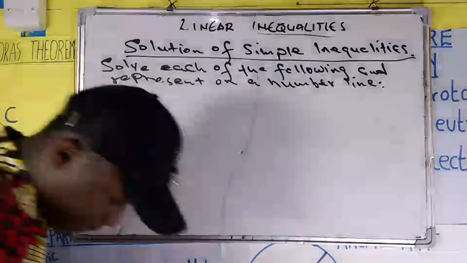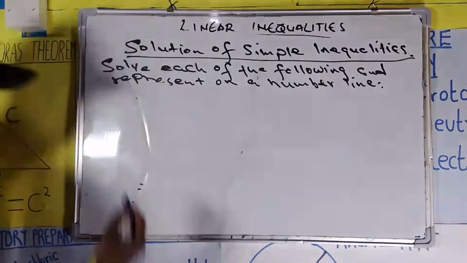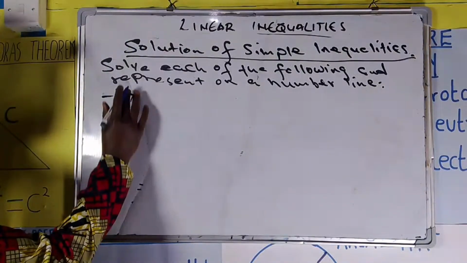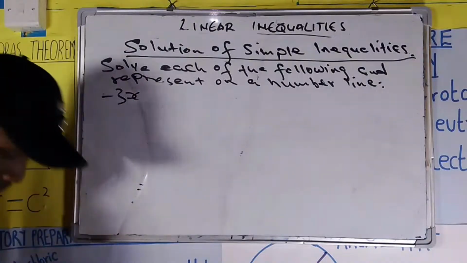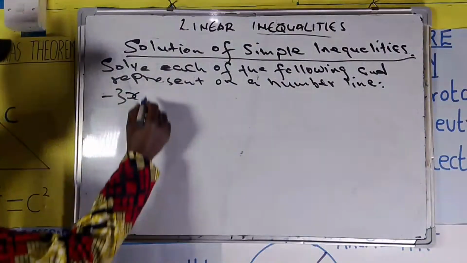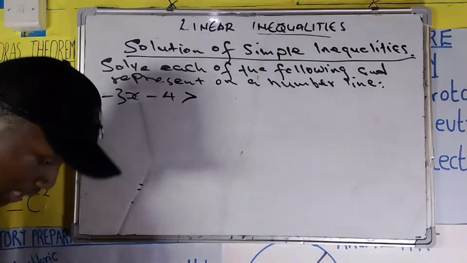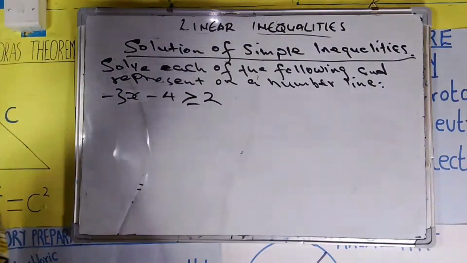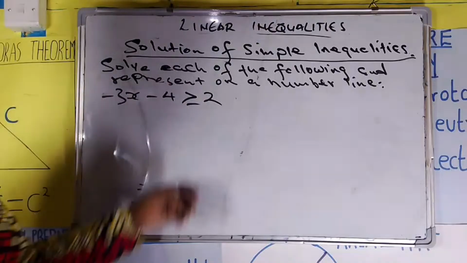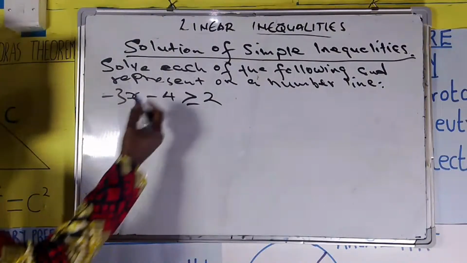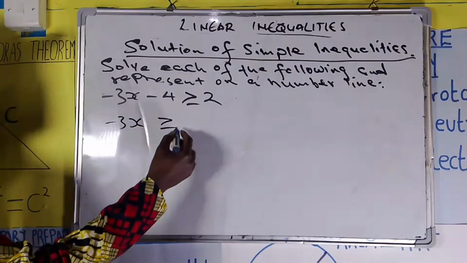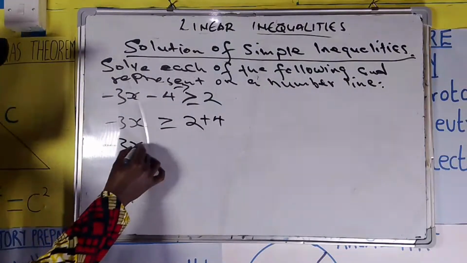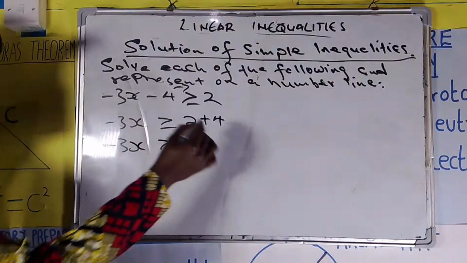The next one, let us do quite a different one. Solve hata hii. Tuna solve hii. Minus 3x minus 4 is greater than or equal to 2. Nataka tufanye hiyo. So this one tutapeleka hii the other side. Hii kienda huko itakuwa plus 4. So itakuwa minus 3x is greater than or equal to 6.